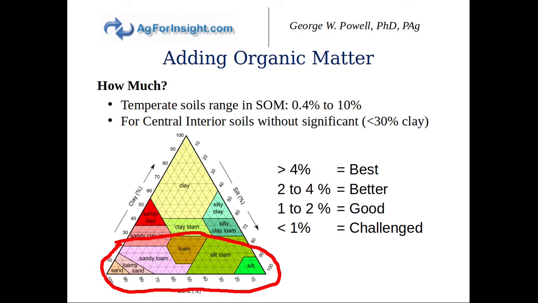So if you're under 1%, your soils are definitely challenged by low organics. 1 to 2, good. Better at 2 to 4, and really the best under practical considerations that we're going to achieve in the central interior is 4 and above.